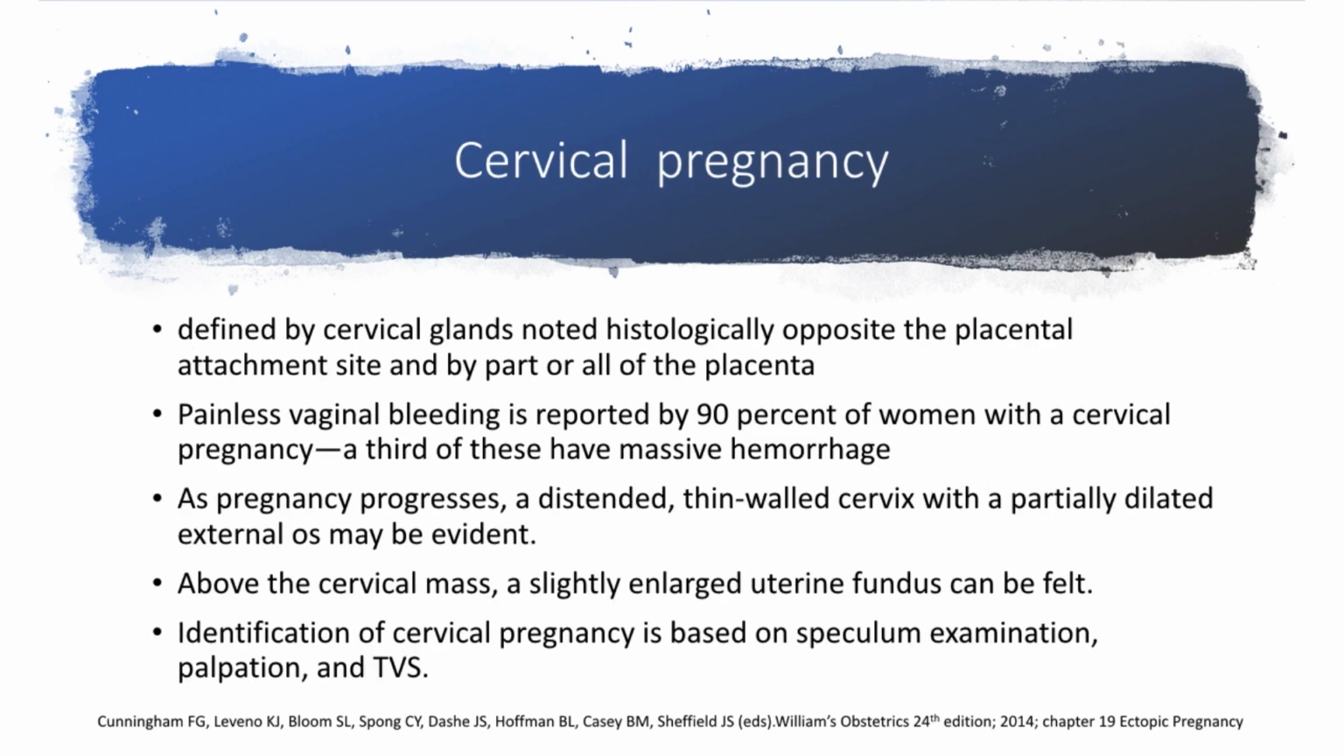Next is cervical pregnancy. This is defined by the cervical glands that are noted histologically opposite the placental attachment site and by part or all of the placenta. This presents with painless vaginal bleeding, which is reported in 90% of women, and a third of these have massive hemorrhage. As pregnancy progresses, a distended, thin-walled cervix with a partially dilated external os may be evident. Above the cervical mass, a slightly enlarged uterine fundus can be felt, and identification of cervical pregnancy is based on speculum exam, palpation, and transvaginal ultrasound.